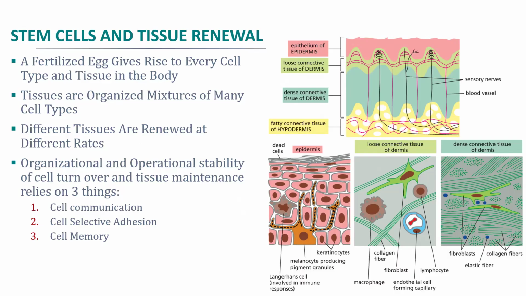And how they are organized is based upon the cues that they receive, and how they renew is based upon very different rates, by being identified and eventually becoming a specific cell type. So again, organization and overall operational stability of how we turn over cells, we just left mitosis, and how we maintain tissues is really based upon three major principles.